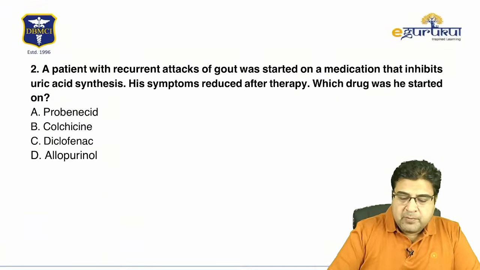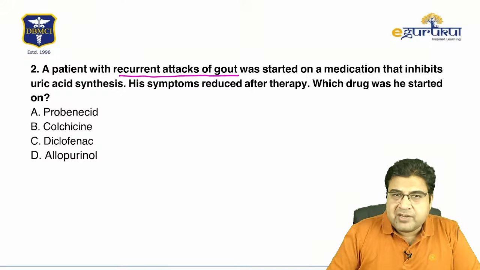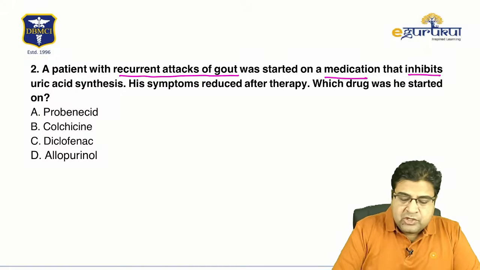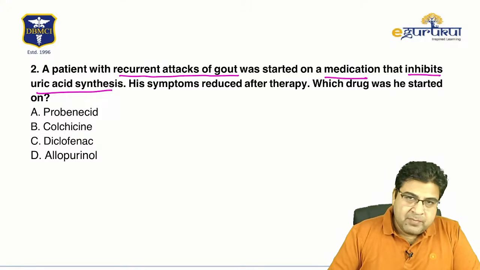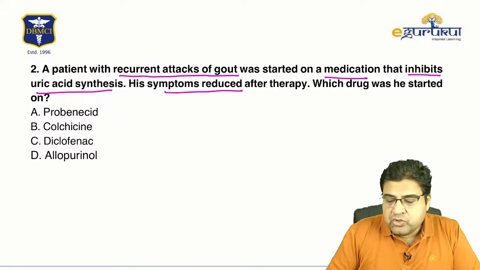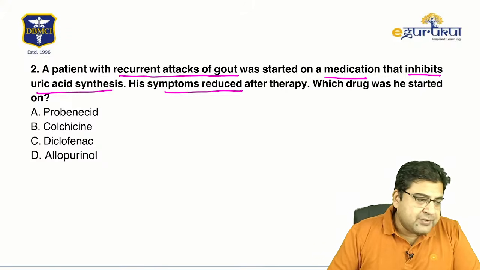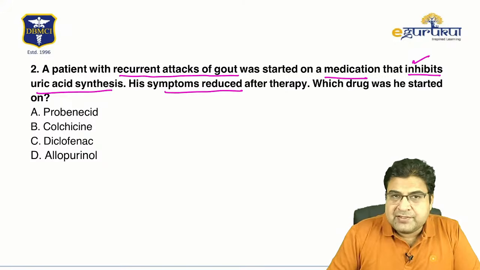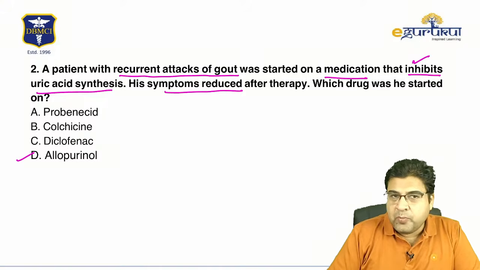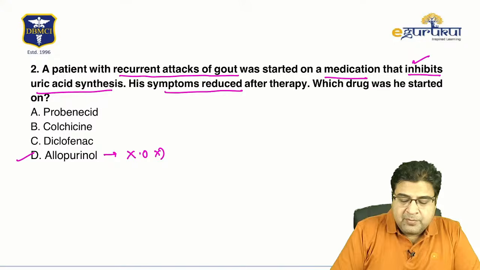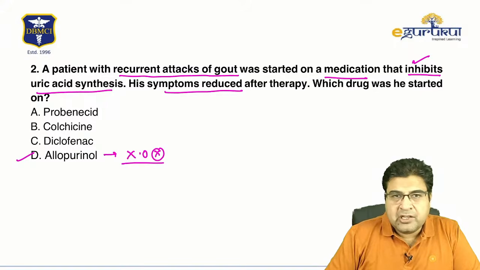Now question number two, the patient is having recurrent attacks of gout and we have started a medication that inhibits uric acid synthesis, after which the patient's symptoms reduce. Which drug is started? Here, we know that allopurinol is a xanthine oxidase enzyme inhibitor. This is the drug of choice for gout. So this is the one out of these four which can inhibit uric acid synthesis.